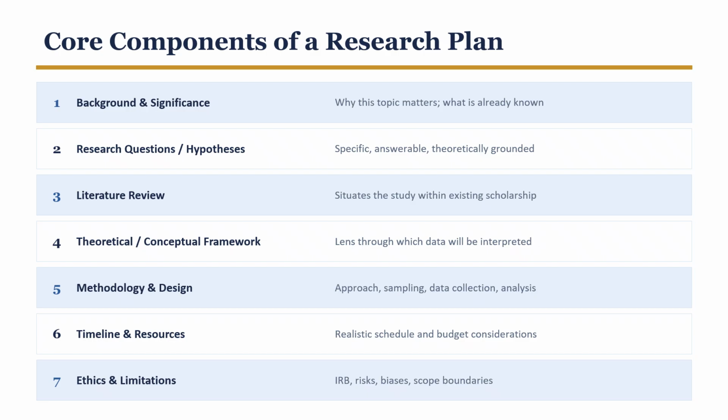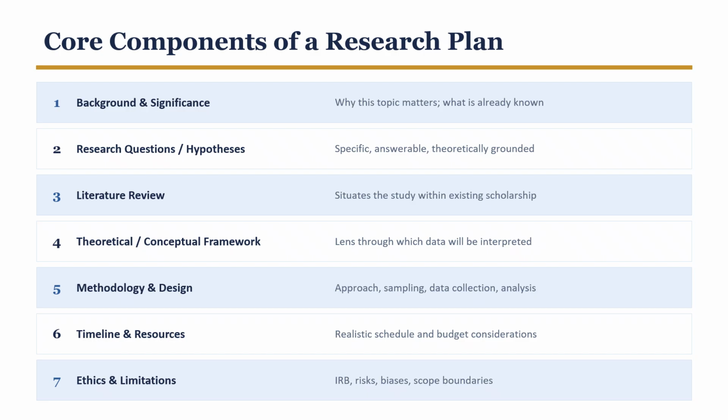So those 7, if you look at the second column, start with background and significance: why this topic matters, and what we already know about it. You've already set that up in homework 1. The second part is writing your research questions and your hypothesis.